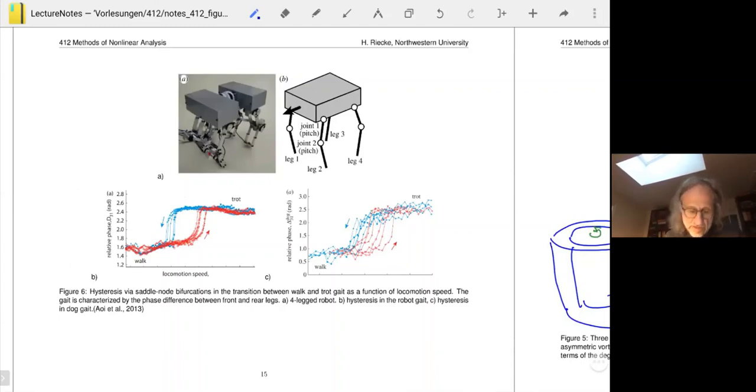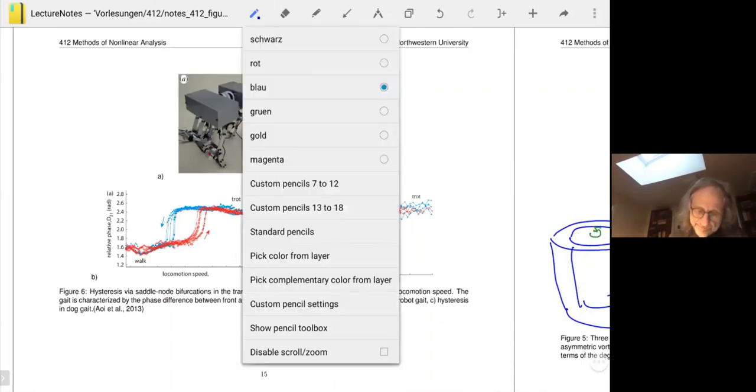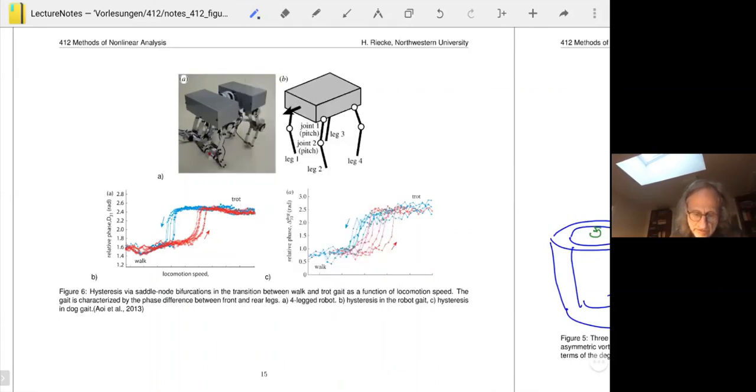And the thing I just want to point out here is the following. You see the experiments in their robot, and as they increase the locomotion speed, they get a jump from this walking motion to the trot, which is a different gait. And as they reduce the speed, again, they get a transition back from trot to walk. But again, you have it at a different value of the speed. So you can have hysteresis.